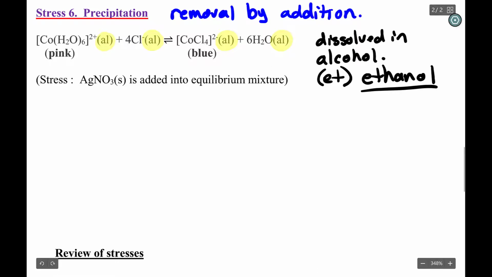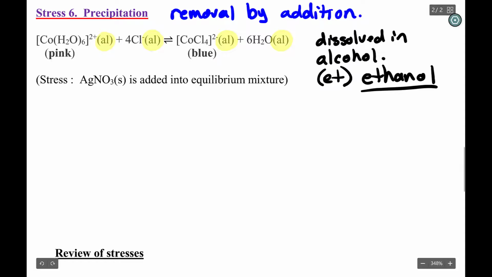So let's say we had this system. It has two ions that have distinct colors. This is a cobalt complex ion, which is pink in color, and this is a cobalt complex ion, which is blue in color. If the mixture together is about roughly the same concentrations of these and these, you get a nice purple color to start.